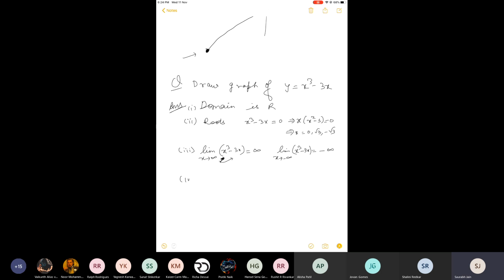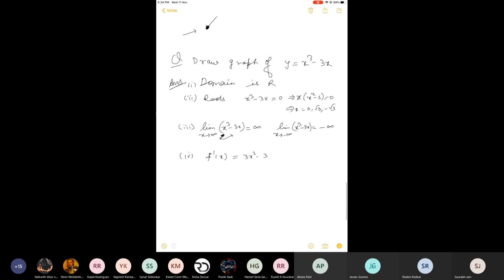Now maxima, minima and everything. So dy by dx, f dash x. f dash x is 3x square minus 3. Put it equal to 0. Now you will get two different values. x square is 1, x is plus minus 1. So definitely now we are going to get maxima and minima.